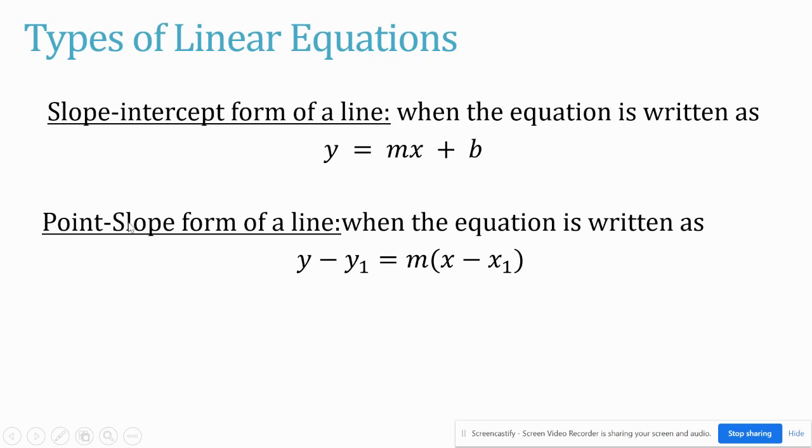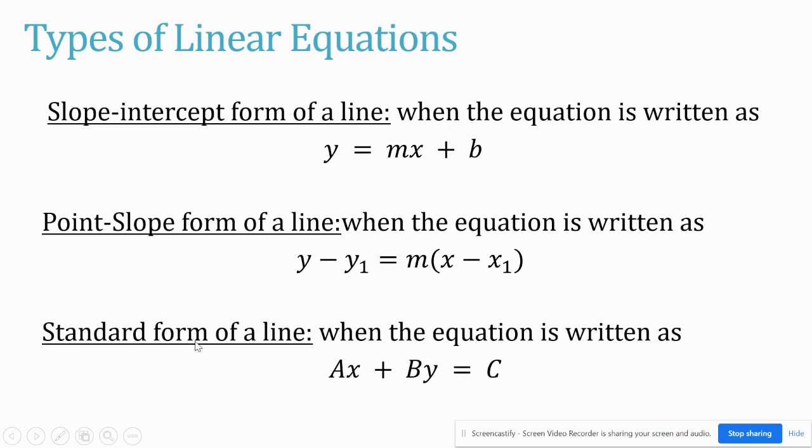There's also point-slope form, when the equation is written as y minus y1 equals m times x minus x1. And then standard form of a line, when the equation is written as ax plus by equals c. So this is the form we're going to be focusing on today, standard form.